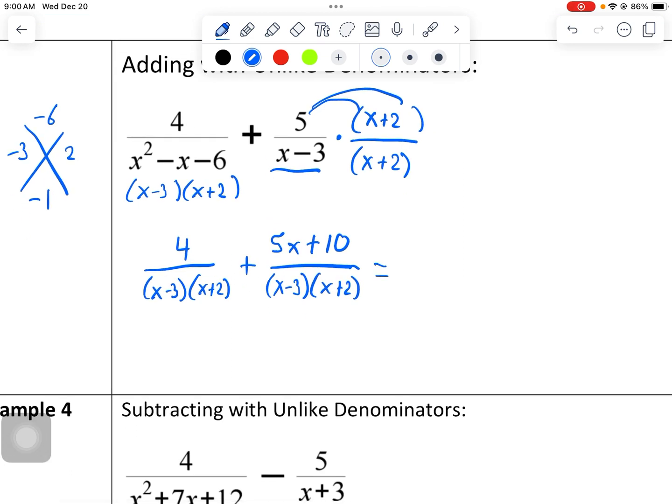Now when we add these, look for your like terms. So the like terms are going to be 4 and 10. So then I'm going to get 5x plus 14. I know that those will add together. Over x minus 3, x plus 2.